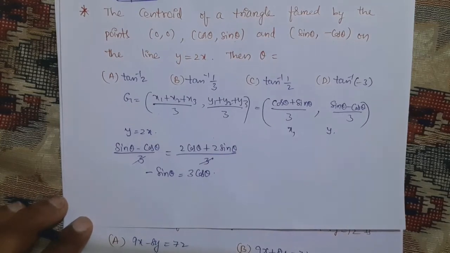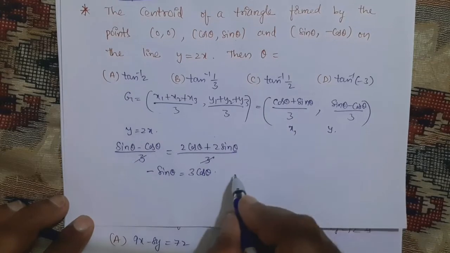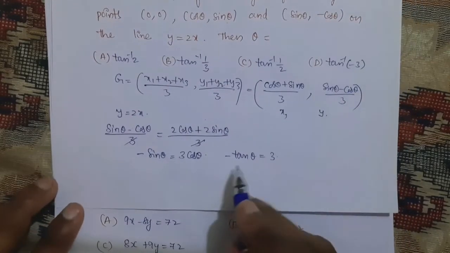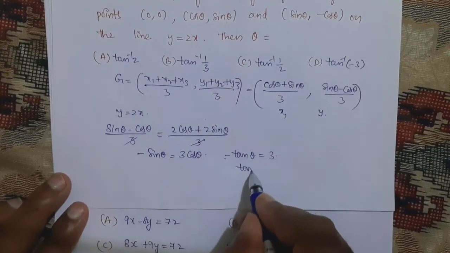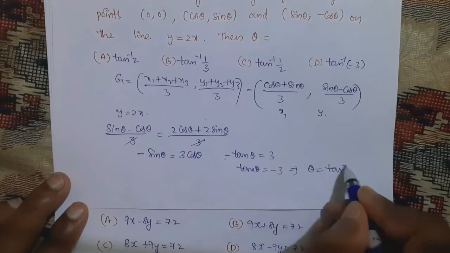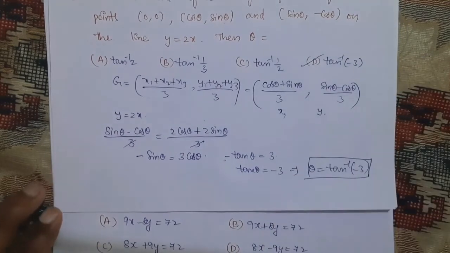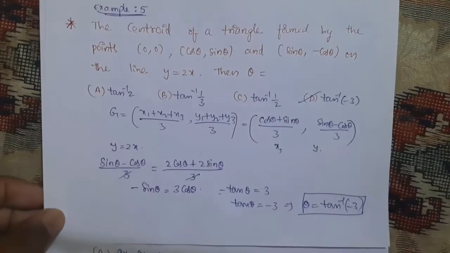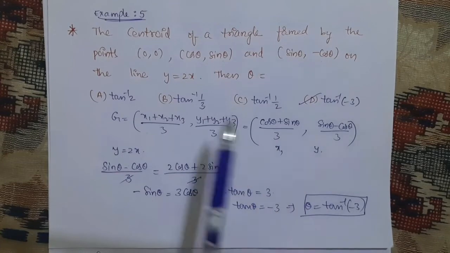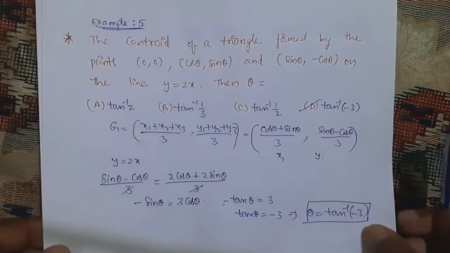Now we can consider this as sin by cos, which gives minus tan θ equal to 3 (as we got). Sending the minus sign to the other side, tan θ = -3. That means θ = tan inverse of (-3), which is option D. If the question is based on the centroid, you need to apply that formula to get that point, and if you substitute that point in the given condition, you will get the value of θ. This is example number 5.